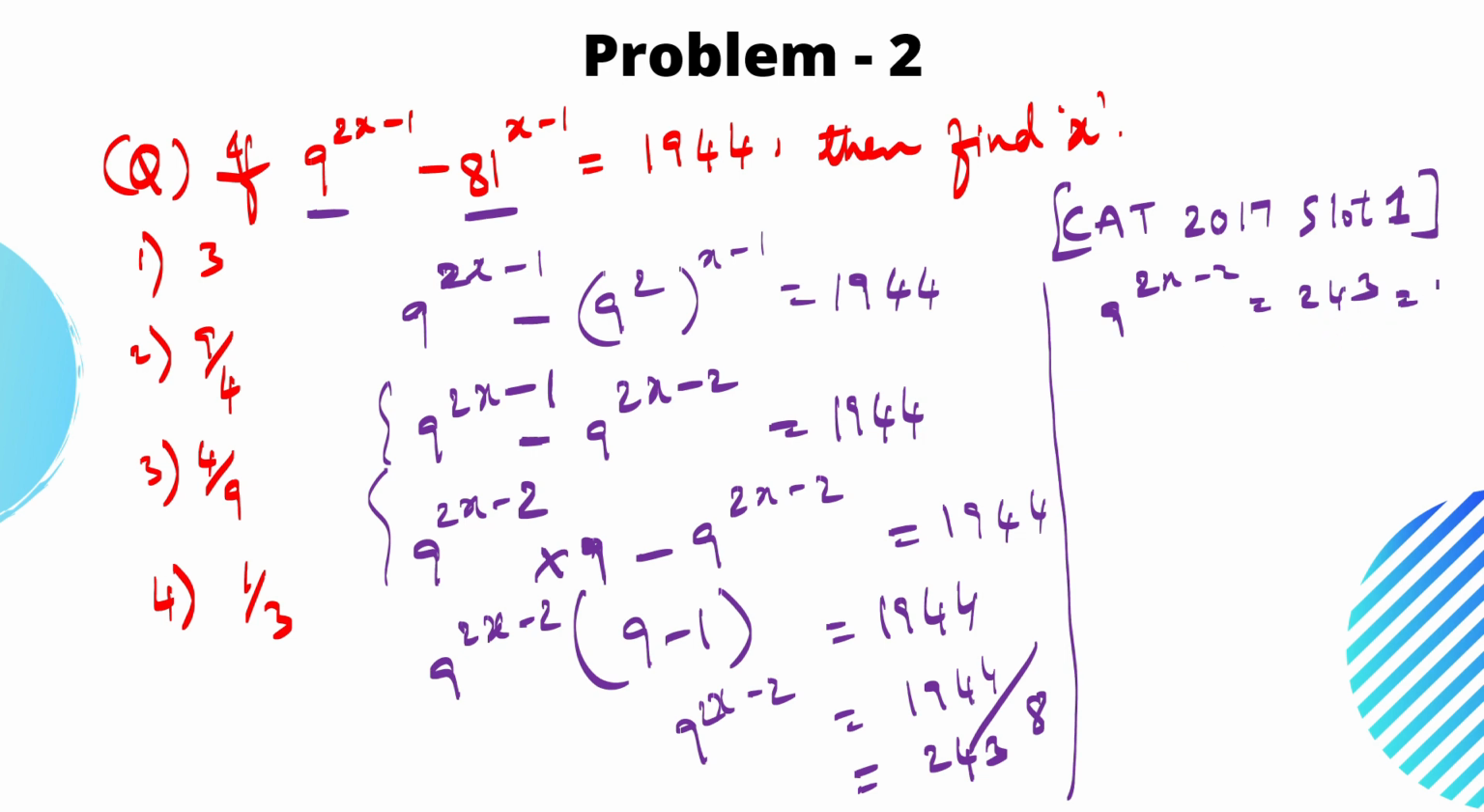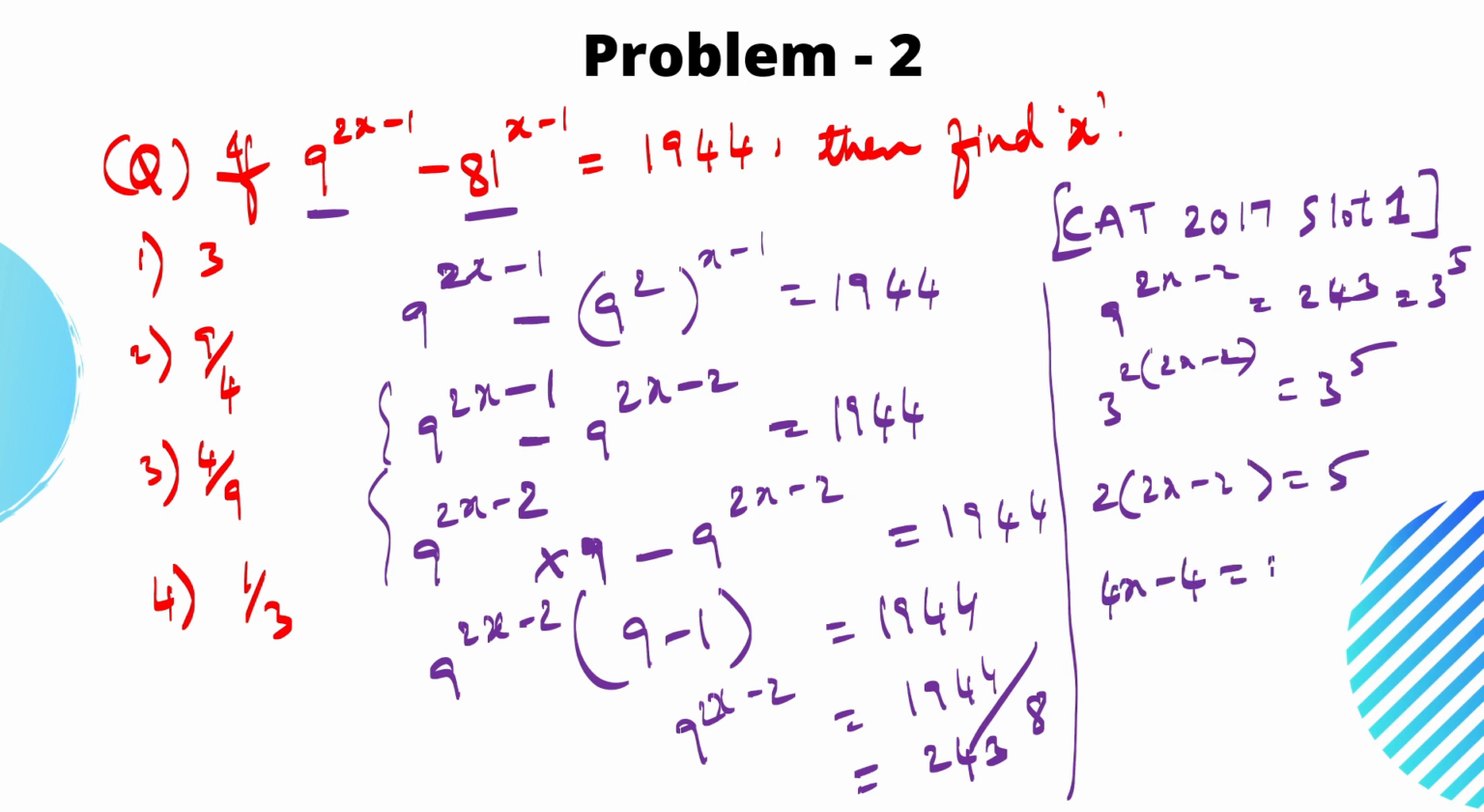243 can be written as 3 power 5. So why are we making 243 into 3 power 5? We can also convert 9 as 3 square, so that the bases will be equal. 3 square into 2x minus 2 will be equal to 3 power 5. As the bases are equal, we can equate the exponents. So 2 into 2x minus 2 is equal to 5. 4x minus 4 is equal to 5. x is equal to 9 by 4. So option 2 is the answer.